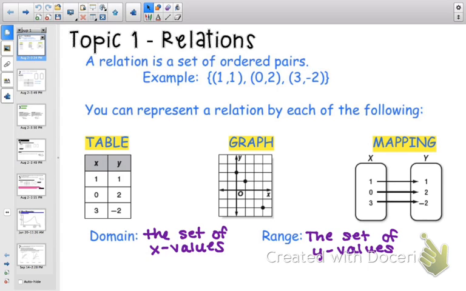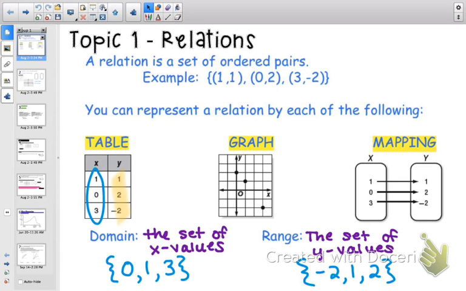When we write the domain and range, we use squiggle brackets, and then we list the x values in least to greatest order. So I have 1, 0, and 3, so I'm going to start with 0, write 1, then write 3, end squiggle bracket. For the range, I'm going to do the same thing in increasing order, so I'm going to start with -2, and then do 1 and 2. So you just list them as you see them in the table.